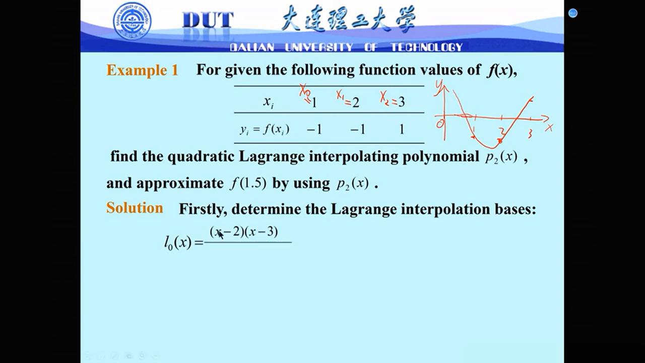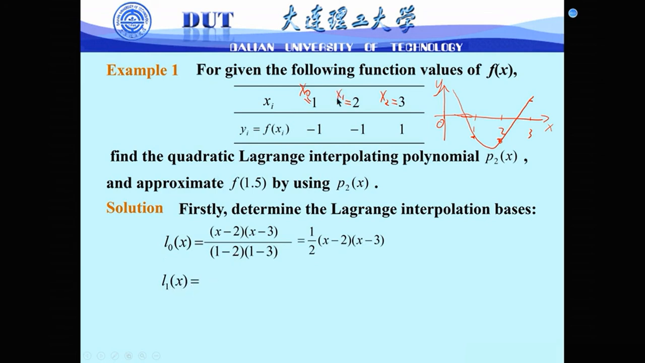The denominator just replaces x by x0. Here, x0 is 1, right? So it is 1 minus 2 multiply 1 minus 3. Clear? You should understand the rule, then you can write it quickly. Actually, 1 minus 2 is minus 1, and 1 minus 3 is minus 2, so the denominator is 2. So L0 is 1 over 2 multiply x minus 2 multiply x minus 3. It's okay? Simple function, right?